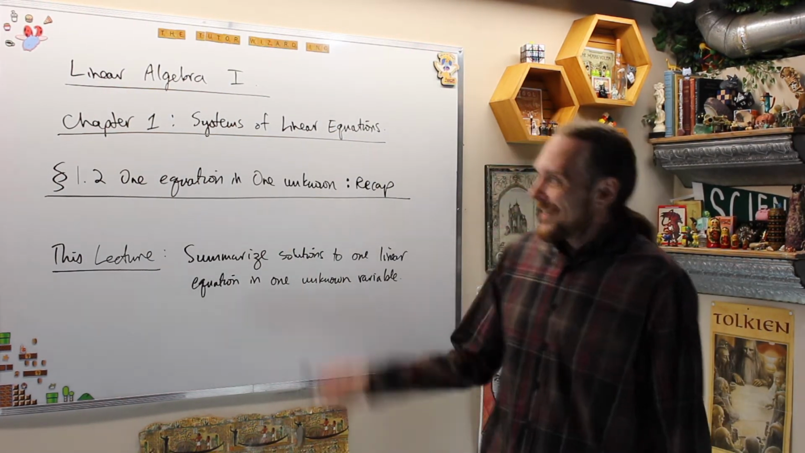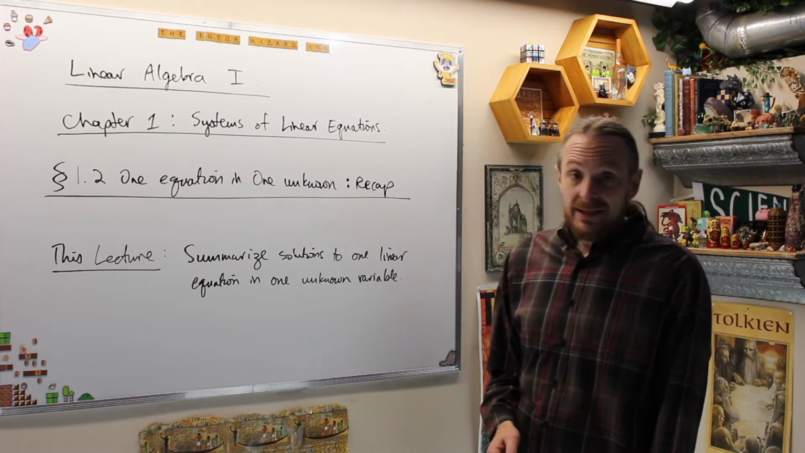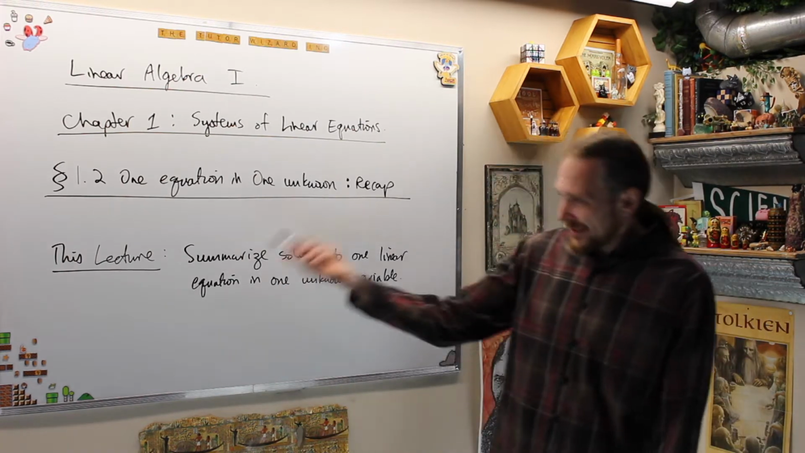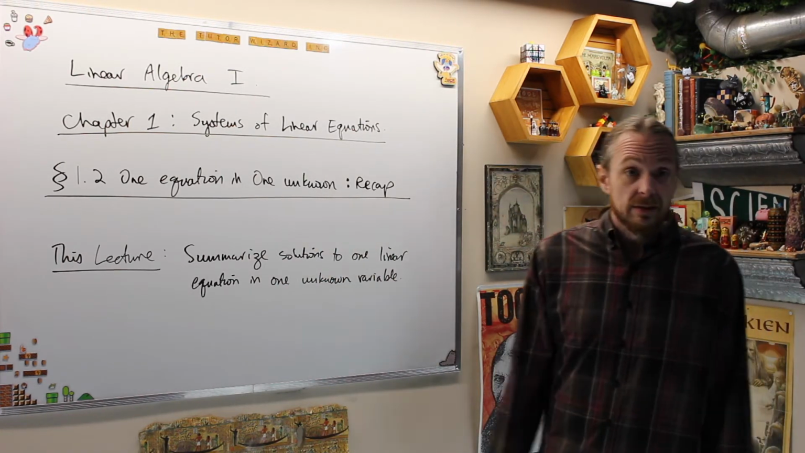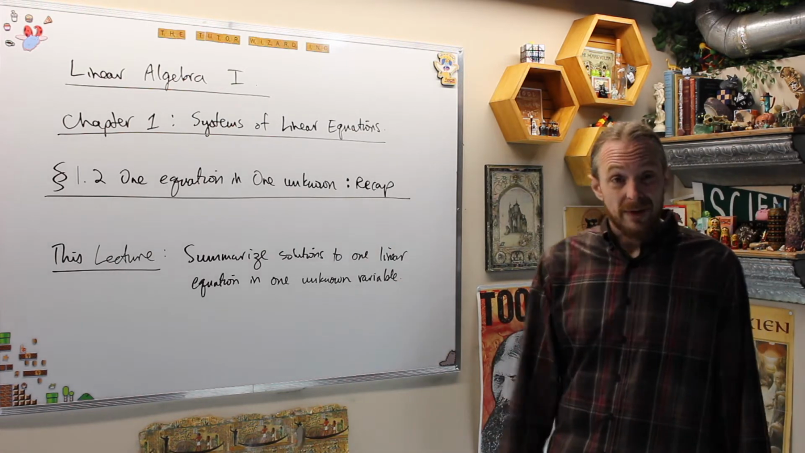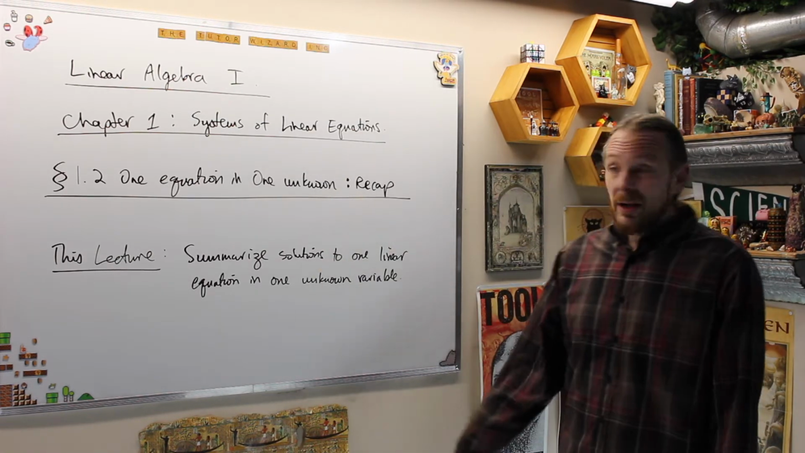What we're doing today is linear algebra 1. Chapter 1 is systems of linear equations. Specifically, this lecture we're going to summarize solutions to one linear equation in one unknown variable. So this will be a one equation in one unknown recap.